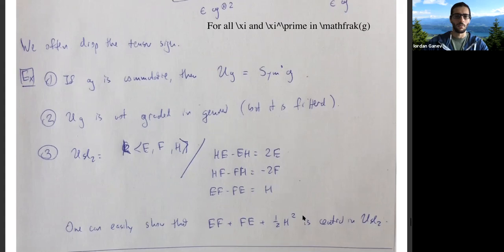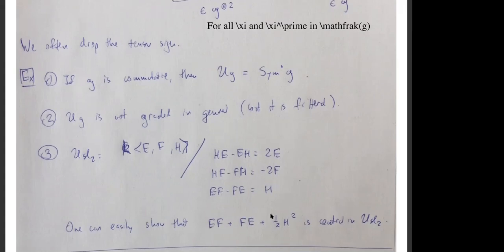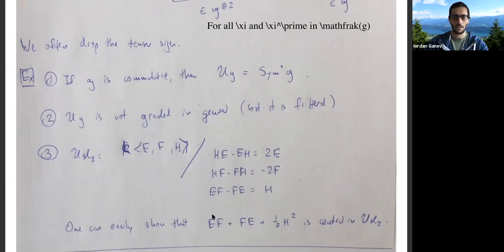One thing, if you want an exercise, you can show that this element, EF plus FE plus 1/2 H squared, is central inside the universal enveloping algebra. You can use these relations to show that this is central. You just need to show that it commutes with each of the generators.